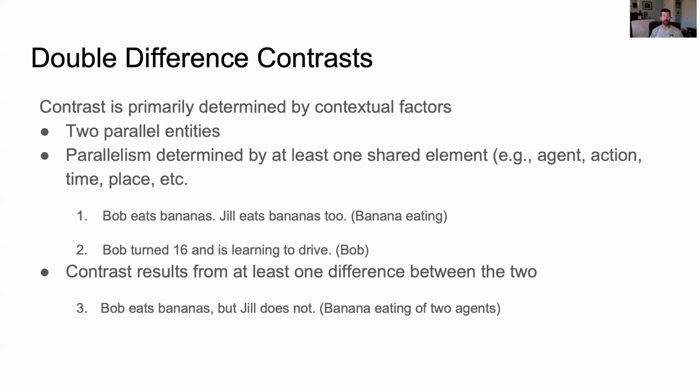Another example, I could have same subject but different activity. So instead of banana eating being the common thing, Bob is the common thing, and I'm making two statements. He's turned 16 and is learning to drive. The contrast results from at least one difference between the two. So Bob eats bananas, but Jill does not. So here we can feel more contrast. So we're looking at banana eating of two different agents, same as we did up in one, but the main difference is one does the banana eating and the other does not.